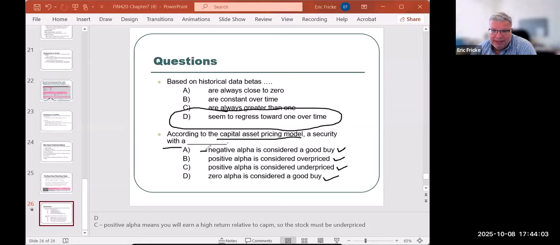Negative alpha is a good buy? No, that's not it. Negative alpha is a bad buy. Positive alpha is overpriced? No. Positive alpha means the stock is actually priced too low, and it's going to compensate and get back up to where it should be, and that's what gives you your positive alpha. So it's underpriced actually. Positive alpha is considered underpriced. That's it. Zero alpha is considered a good buy. It's neutral, right? So the answer there would be C.